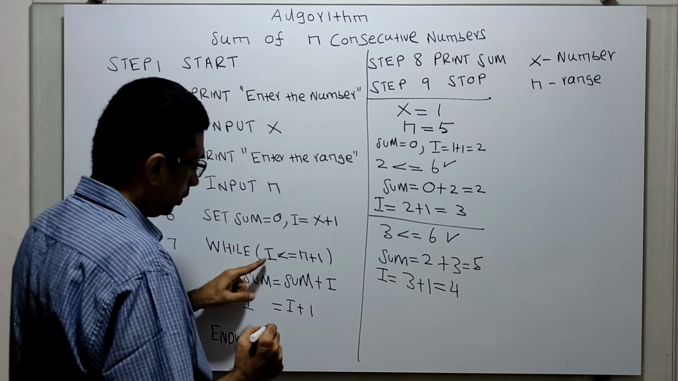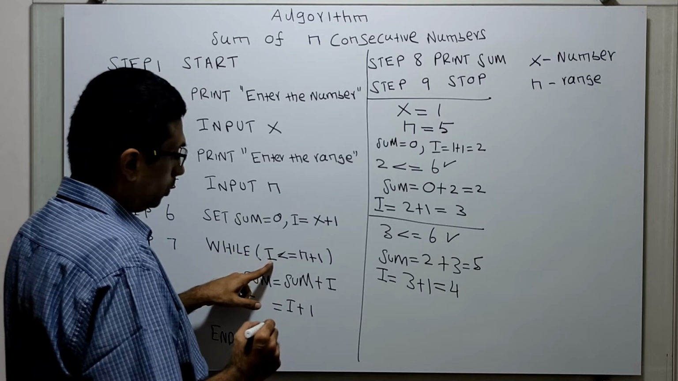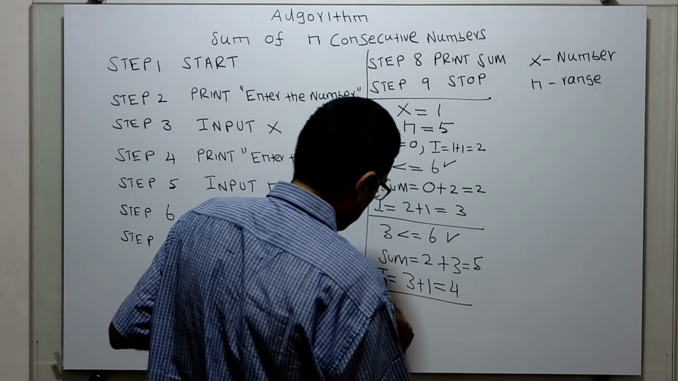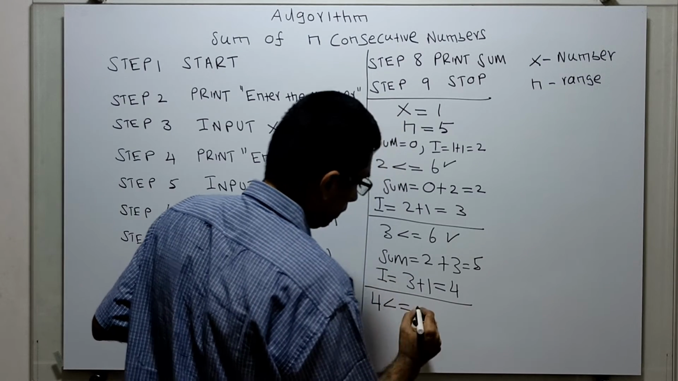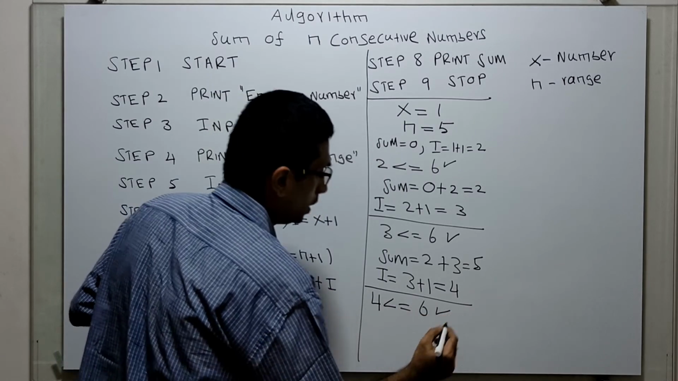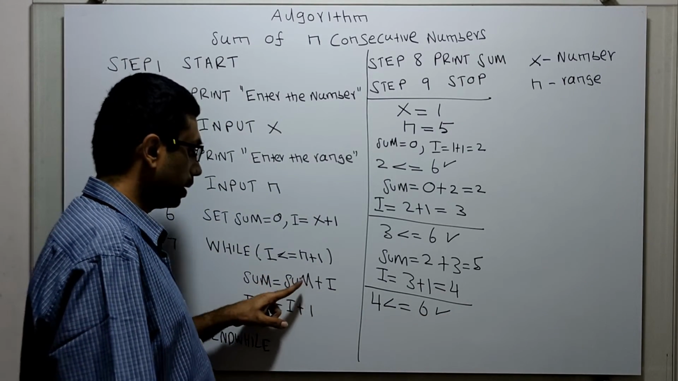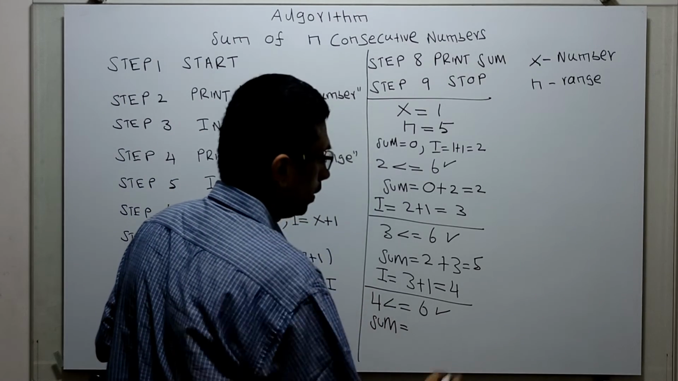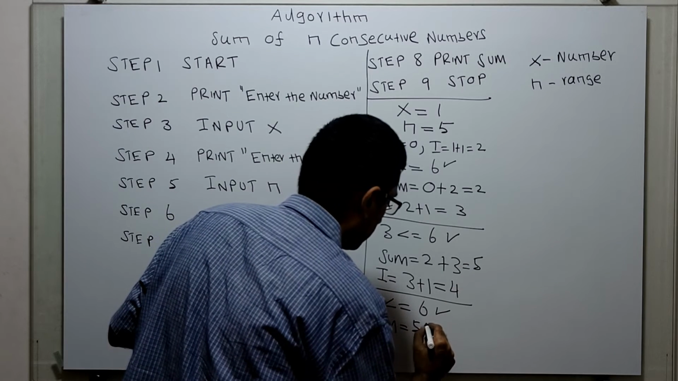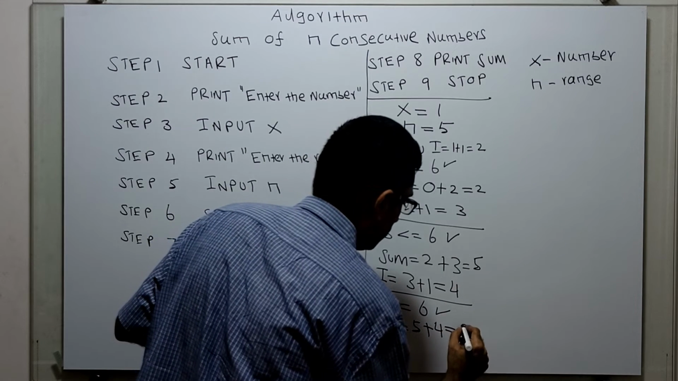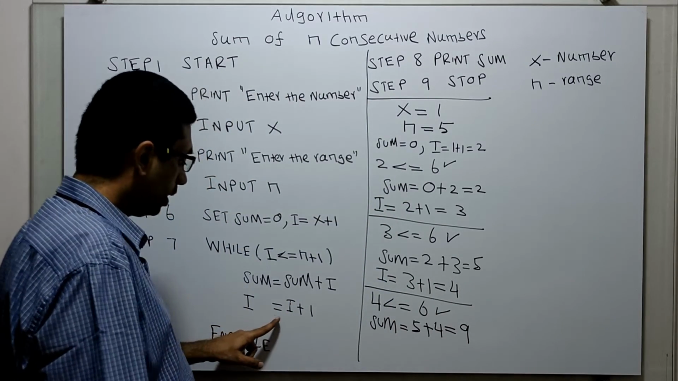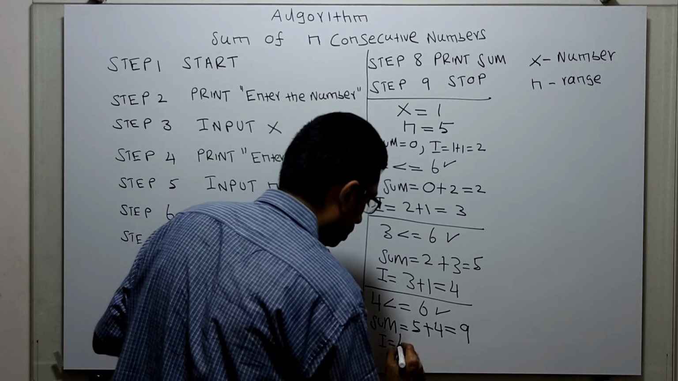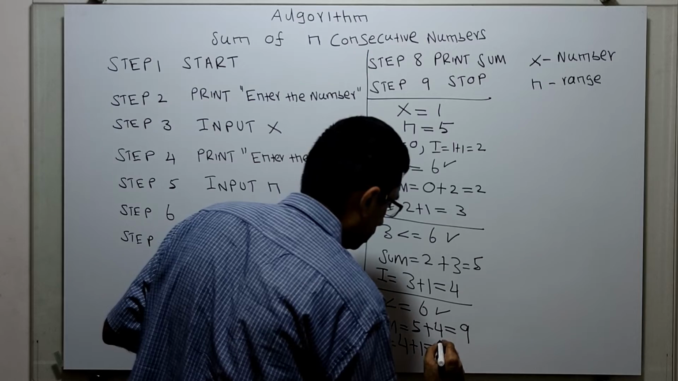So again control will come to the header of the loop and check the condition. That means it will check 4 less than or equal to 6. It is correct. Sum equal to sum plus I, the existing value of sum plus I. The current value of sum is 5 plus 4, equal to 9. I am incrementing I by 1. I equal to the existing value of I, 4, plus 1, equal to 5.